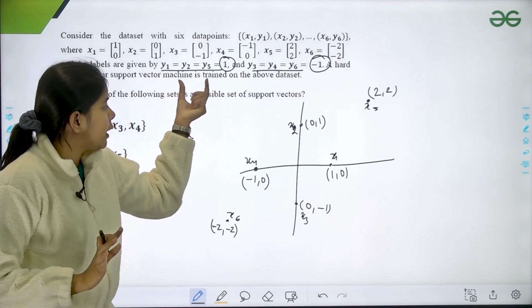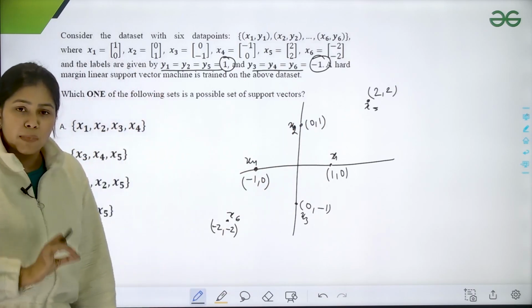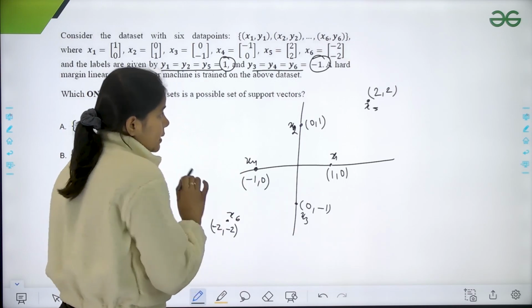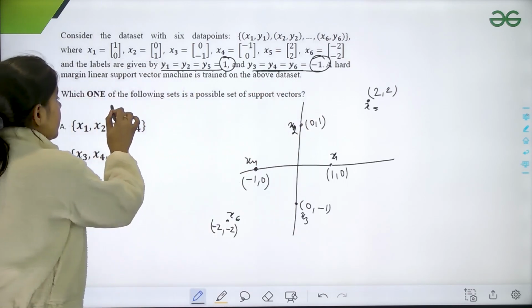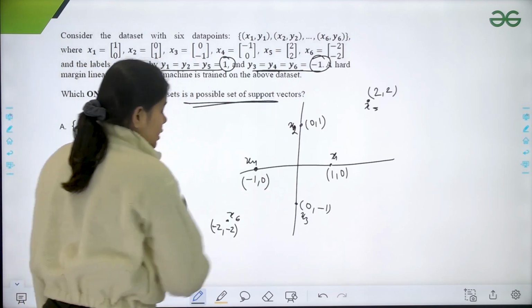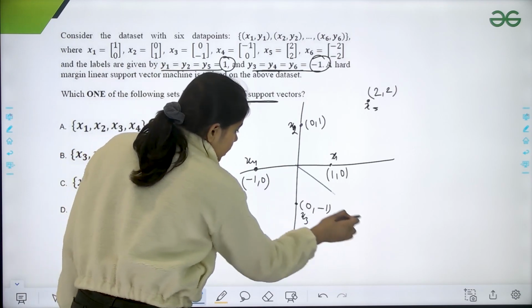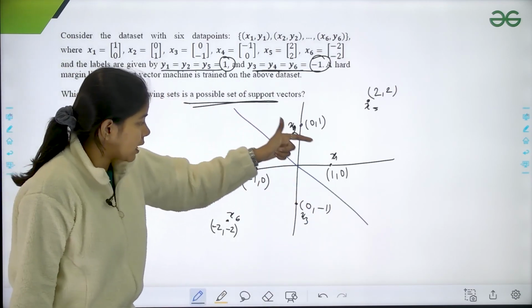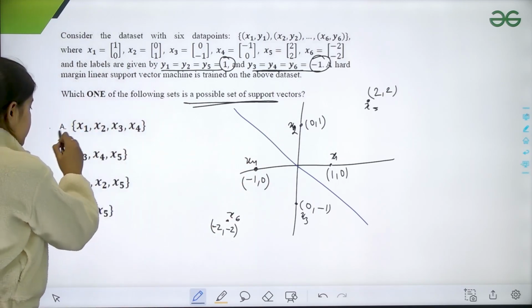They are saying y1, y2, y5 equal 1, which means x1, x2, x5 are labeled as 1, and x3, x4, x6 are labeled as -1. Now I have to tell a possible set of support vectors. If I draw a margin line like this and take the support vectors, x1, x2, x4, x3 would become the support vectors. So option A is true.